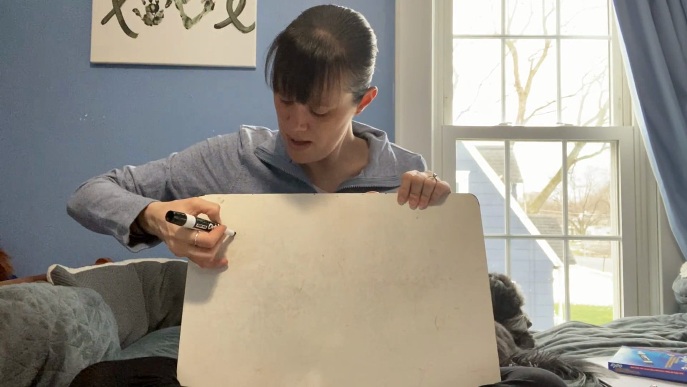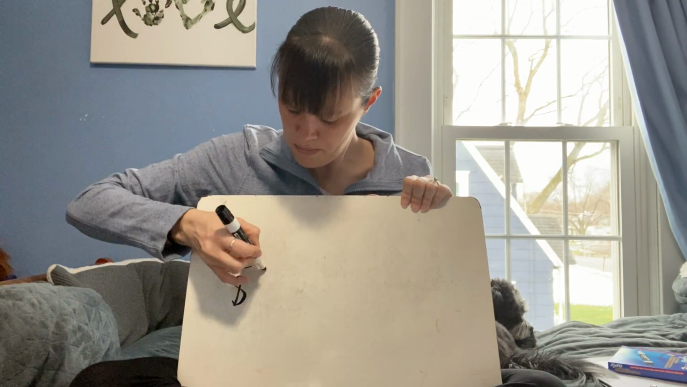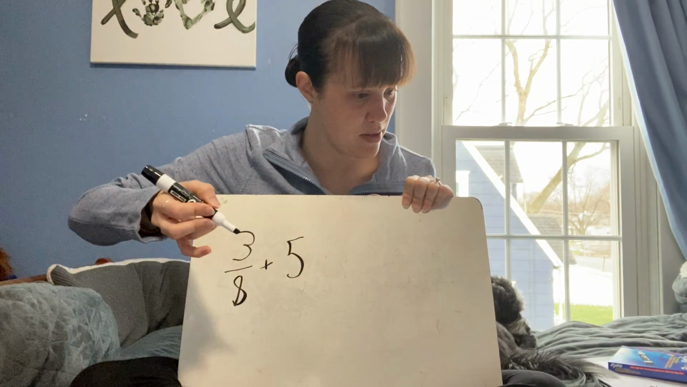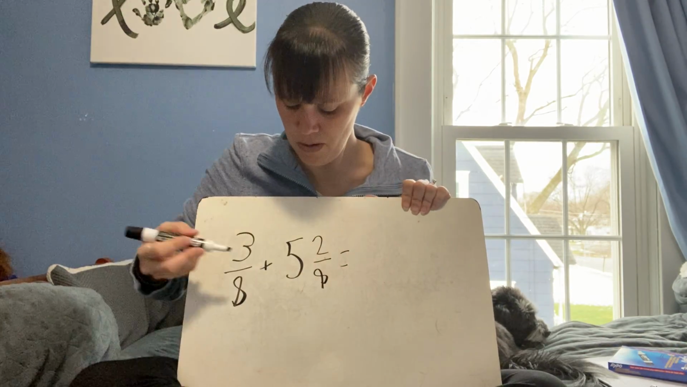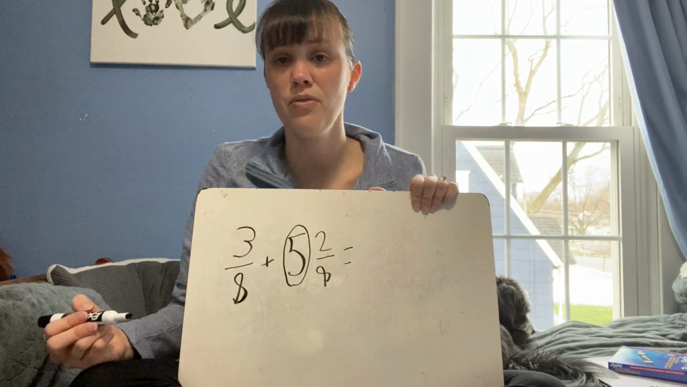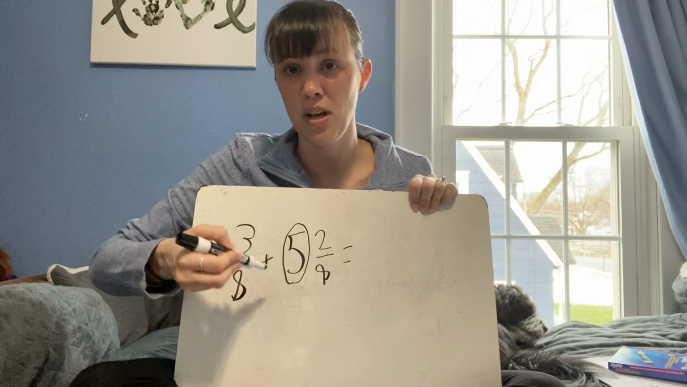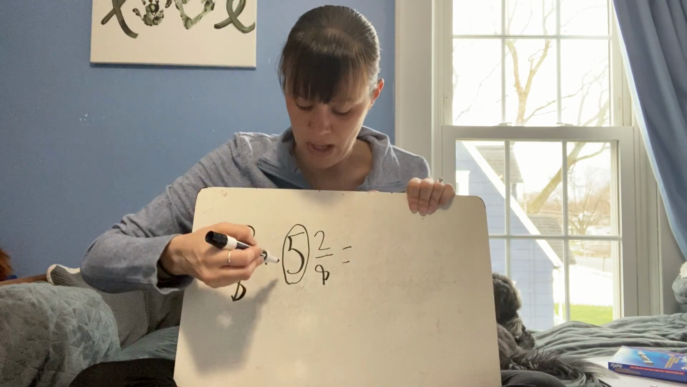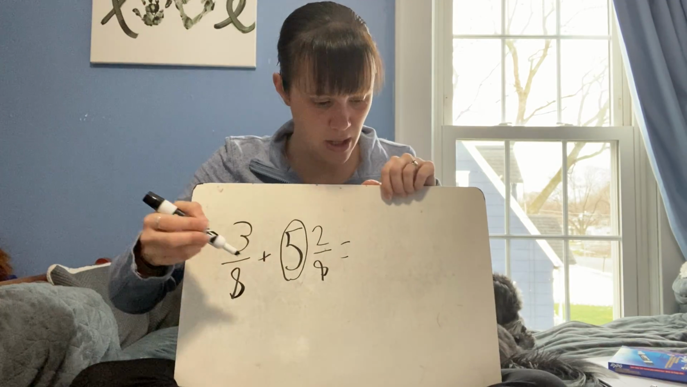All right, then we have 3/8. This is C, plus 5 2/8. Oh, the whole number here is over here. It's the second. It's fine. It doesn't matter. I like to circle my whole number so I don't forget about it. So that's a good idea, is just circle that so you don't forget about it.